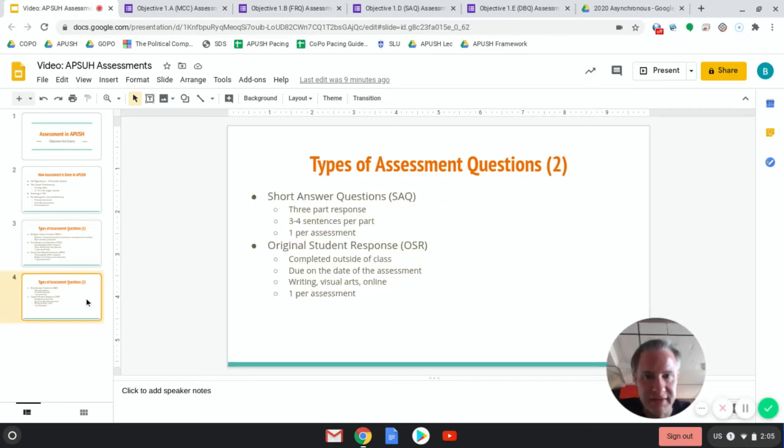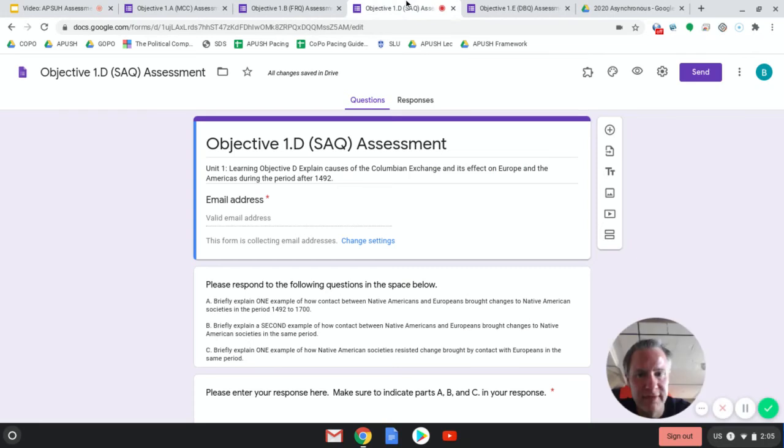Our next type of assessment question is a short answer question, SAQ. Usually these are 3-part responses. Sometimes they'll ask you to describe and then explain. The 3 parts take a historical concept, break it down into smaller components, and ask you to look for trends. Each response is 3 to 4 sentences. You list them A, B, and C, and there's usually 1 SAQ per assessment.